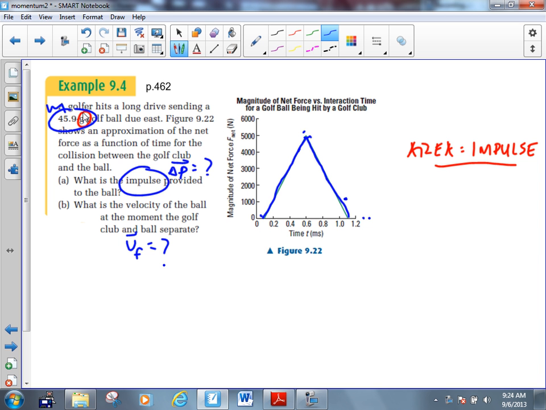What's the impulse provided to the ball? We know area equals impulse. That's the first thing we thought of. As soon as we saw this graph, those three words should have come to our mind: area equals impulse. So let's get that area.